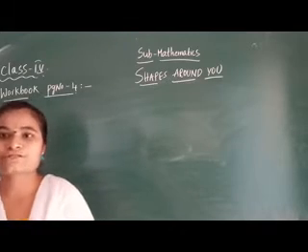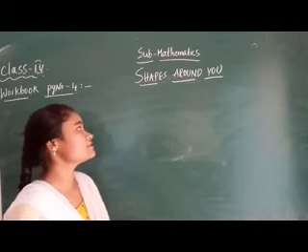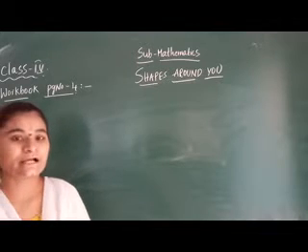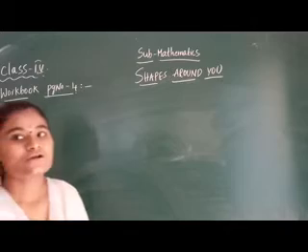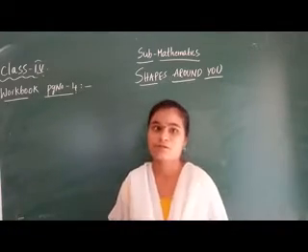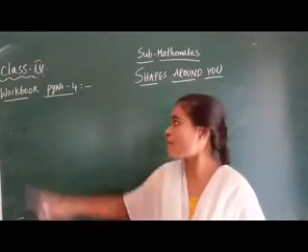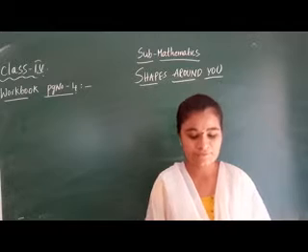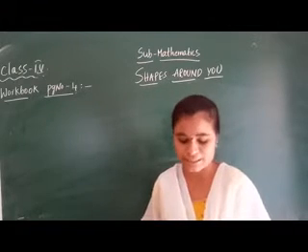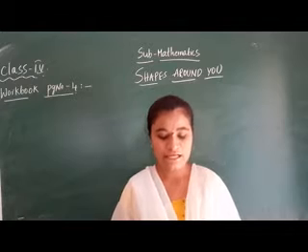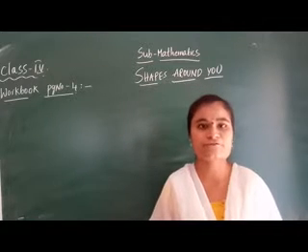Good morning, students. 4th class students. Last class we completed the chapter Shapes Around You explanation, right? Now we will go to the workbook part. Open workbook page number 4. See the first section: identify the shape of each object and write its name in the given space. One is done for you.